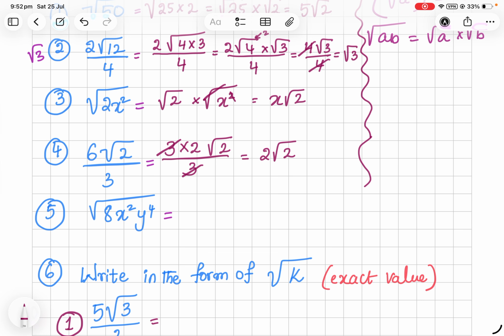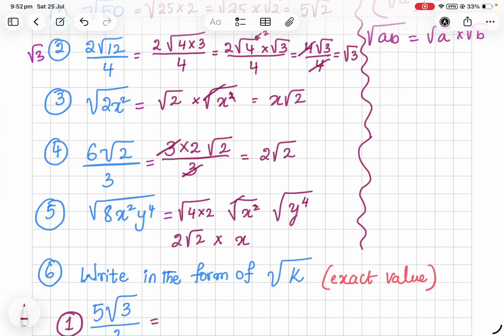Now for this one, the square root of 8 can be written as the square root of 4 times 2, then the square root of x squared, then the square root of y to the power of 4. You know that the square root of 4 is 2, so I can bring the 2 out, and there is a square root of 2 inside. In the next one, the square and the square root can be cancelled, so you have only x here.